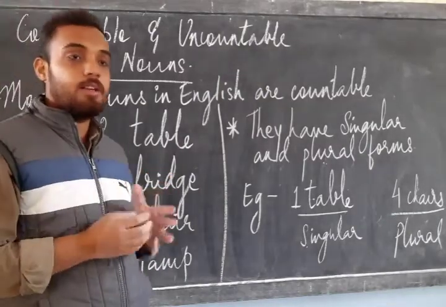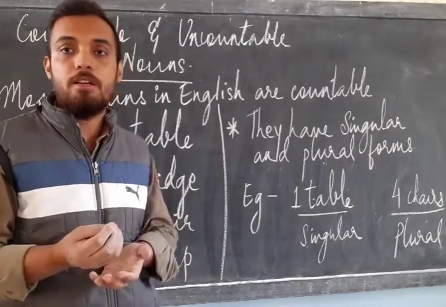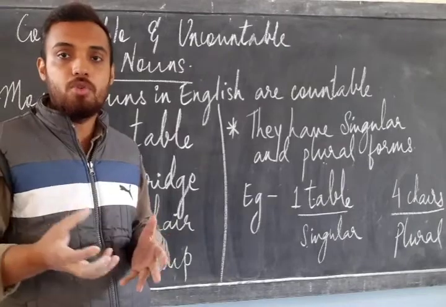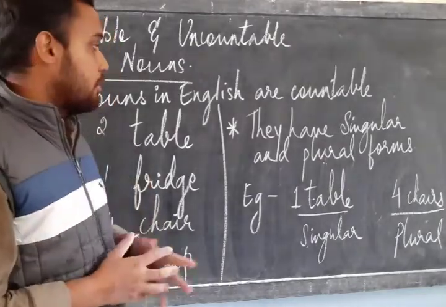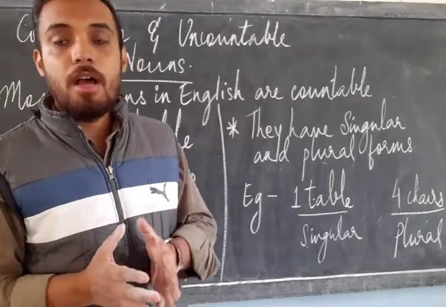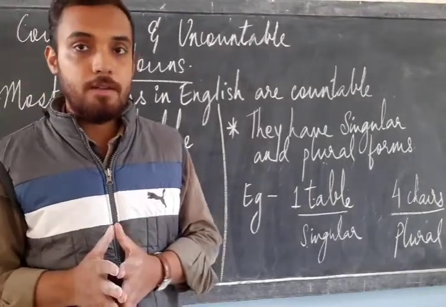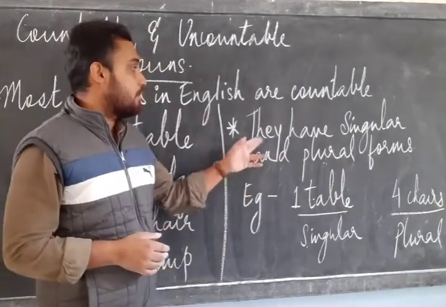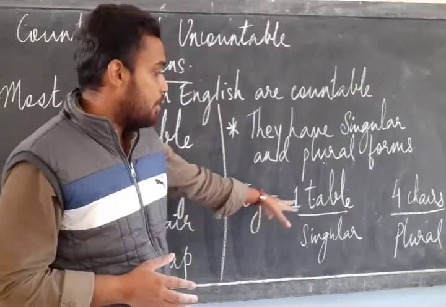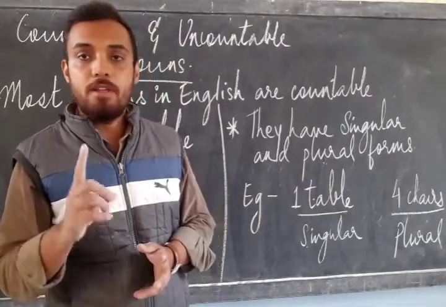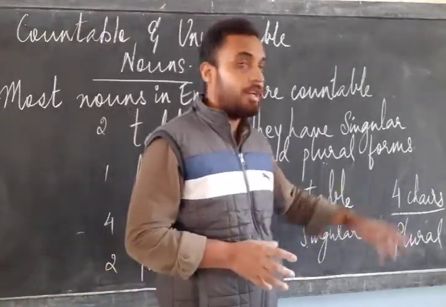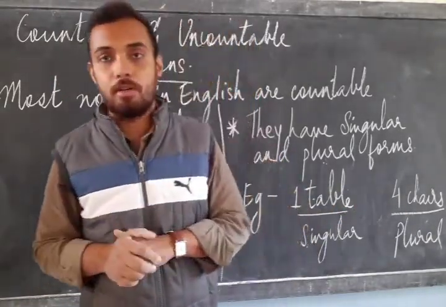So the main thing is that with countables, we can easily count and give them a number. How many are there? 1, 2, 3, like that. Now the countable nouns have singular and plural forms. Example: 1 table, 1 means singular. 4 chairs, 4 is plural.